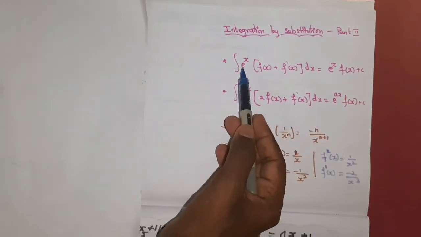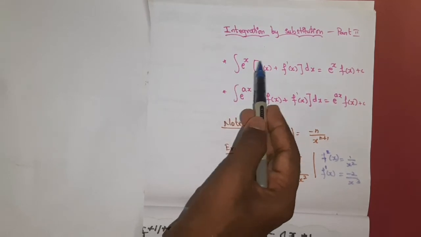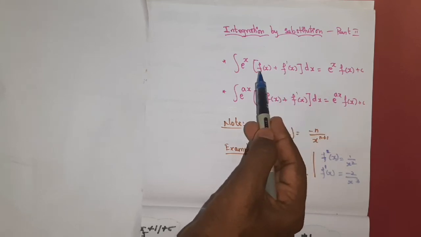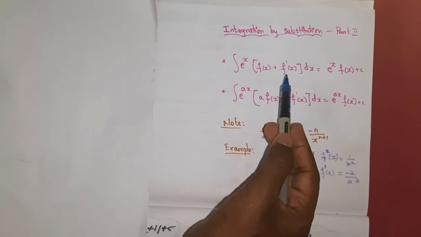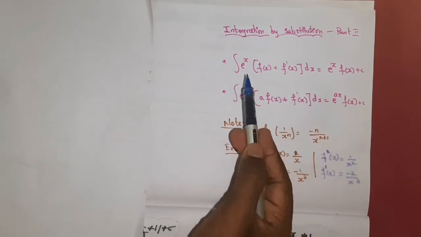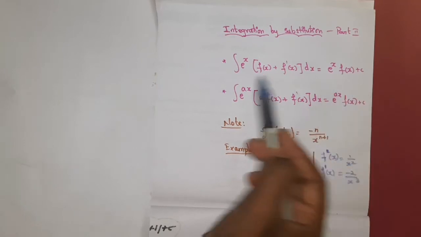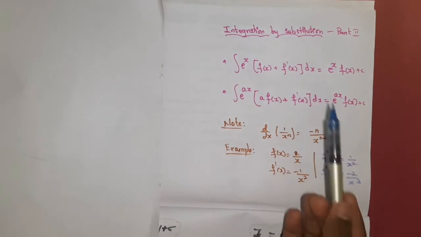Actually if you have an integral, in that if you find e^x into a bracket which has a sum of two terms, and one of the terms is a function and the other one is its derivative, then the answer will be e^x into the original function f(x), that is e^x f(x) + c. So this is very important and very easily we can do the sums if you know the formula.